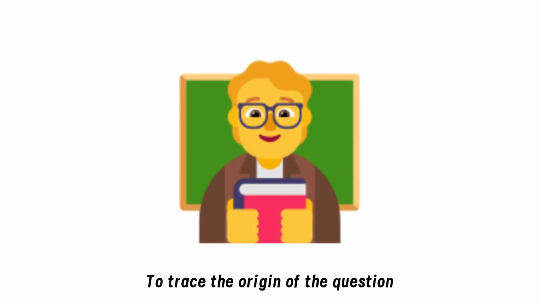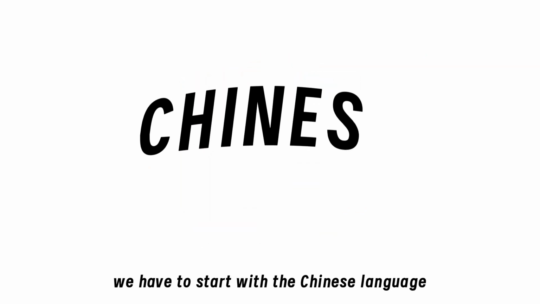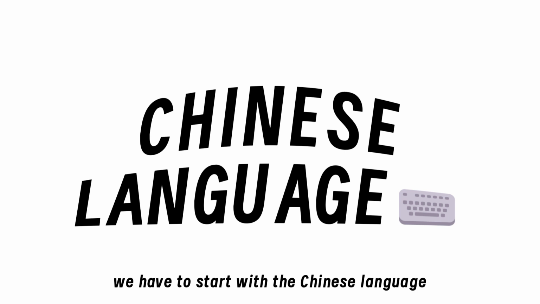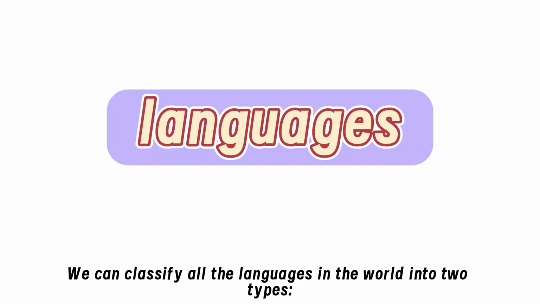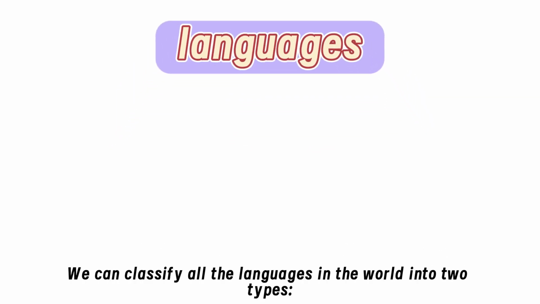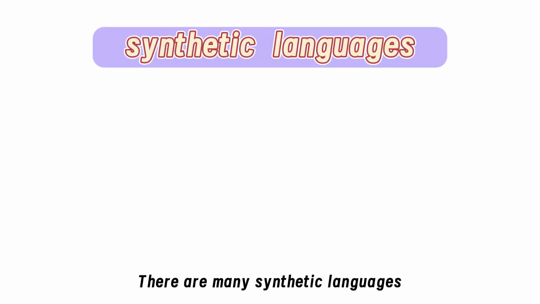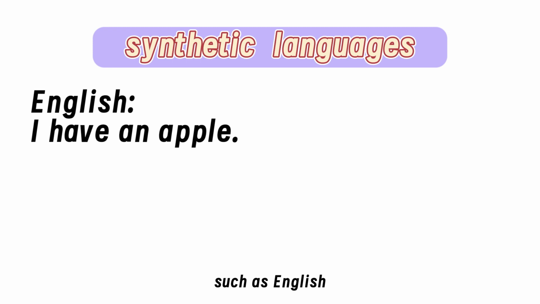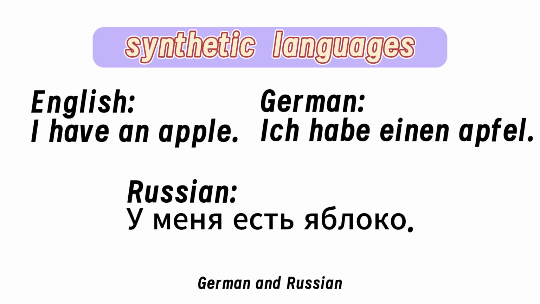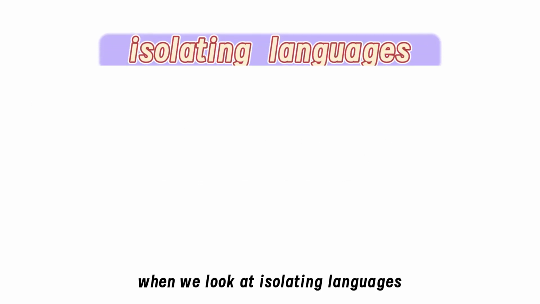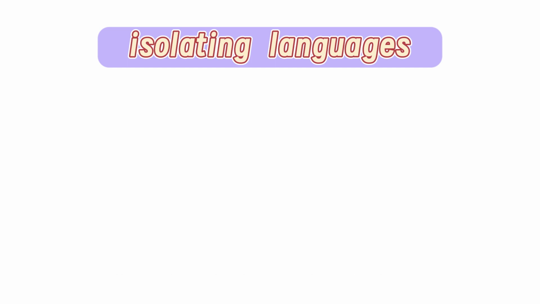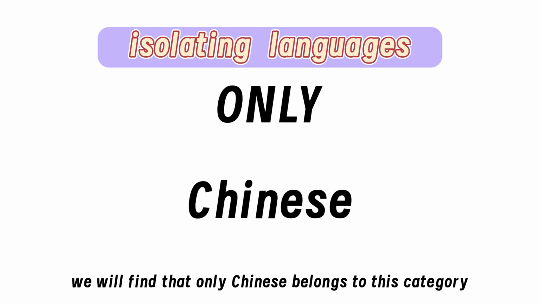To trace the origin of the question, we have to start with the Chinese language. We can classify all the languages in the world into two types, isolating languages and synthetic languages. There are many synthetic languages, such as English, German, and Russian. However, when we look at isolating languages, we'll find that only Chinese belongs to this category.